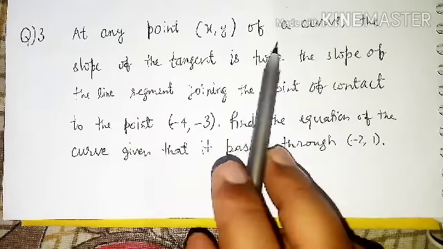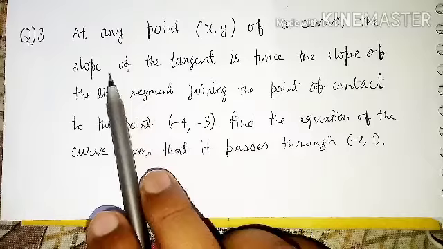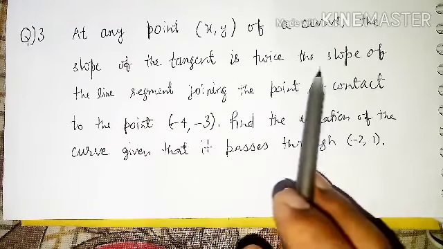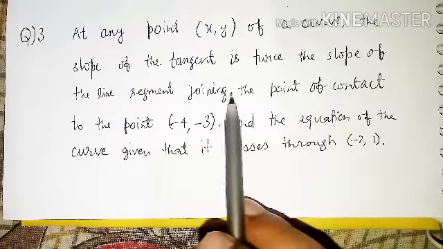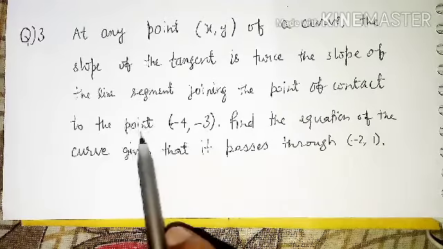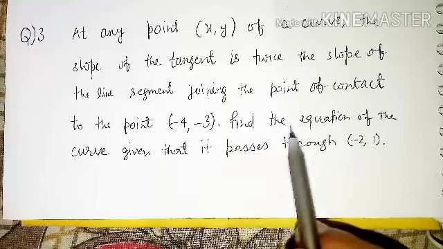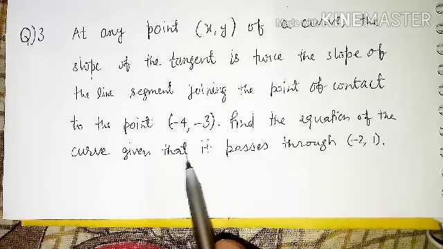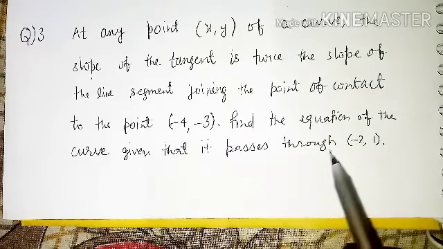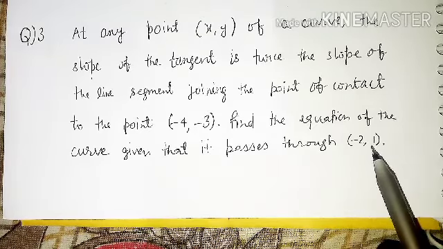At any point (x, y) of a curve, the slope of the tangent is twice the slope of the line segment joining the point of contact to the point (-4, -3). Find the equation of the curve given that it passes through (-2, 1).